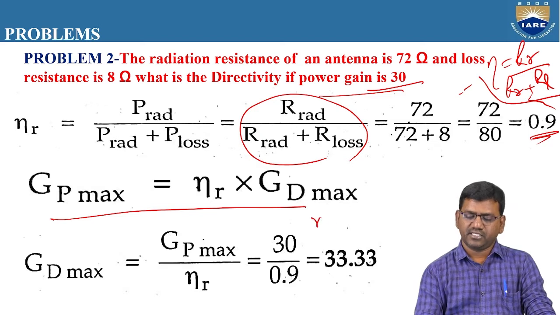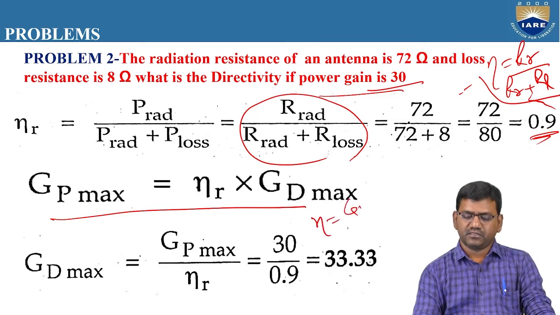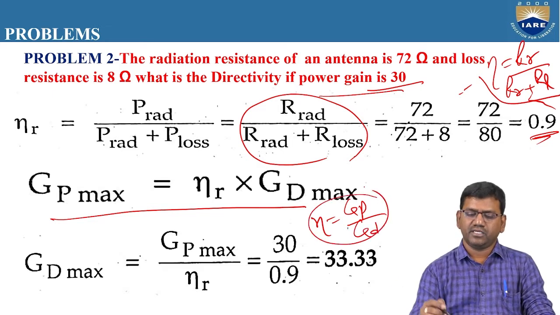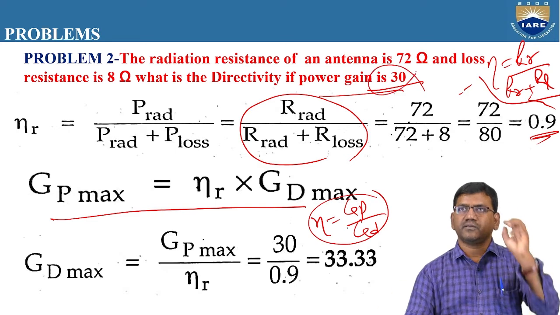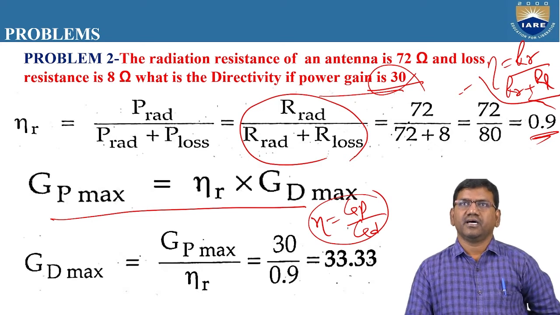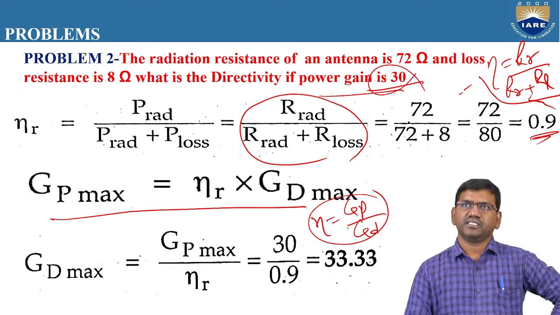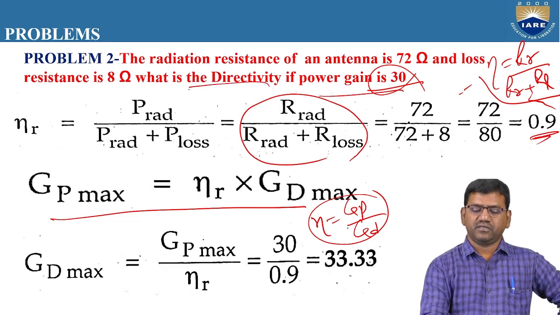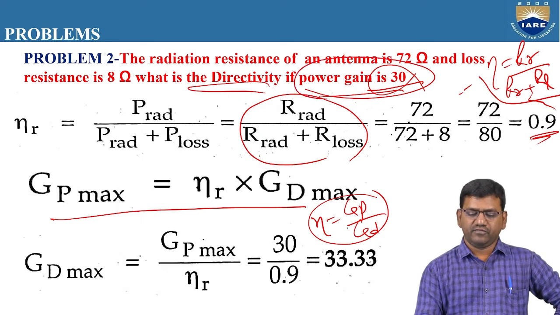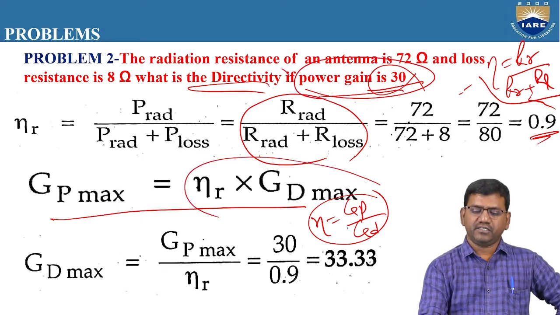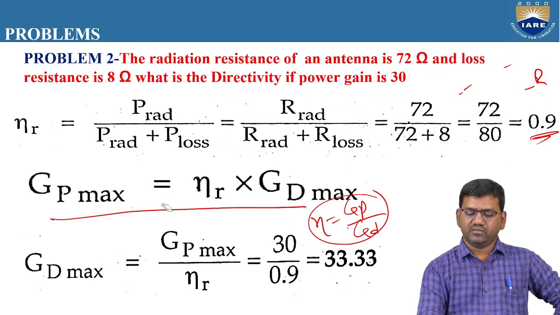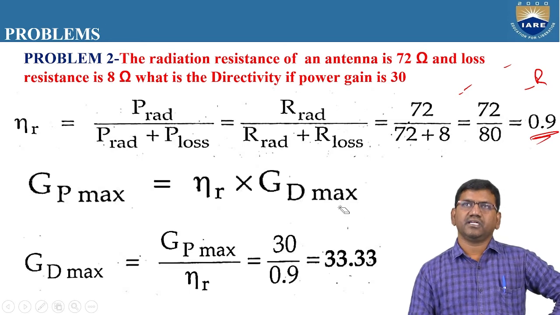Again, there is another expression: eta is equal to GP by GD. These are the two formulas to be remembered to do this problem. The radiation resistance is given, the loss resistance is given, and we need to find the directivity if the power gain is given. Suppose the directive gain is given and we need to determine the power gain; the same formula can be used. GP max is equal to eta R into GD max.